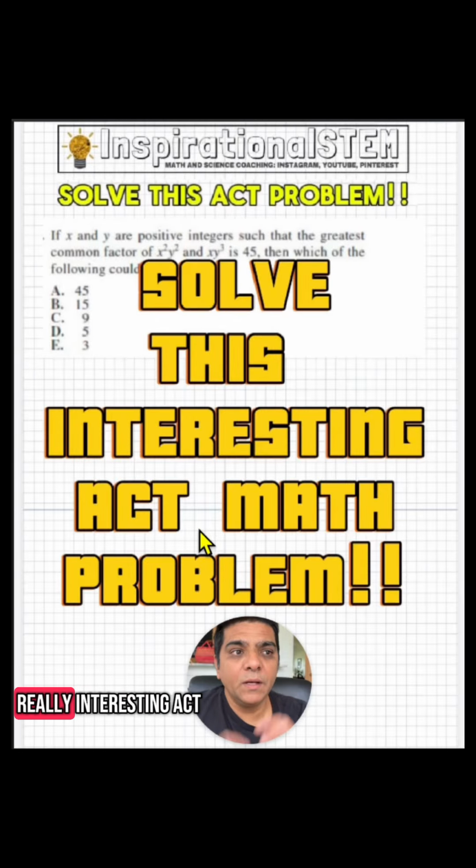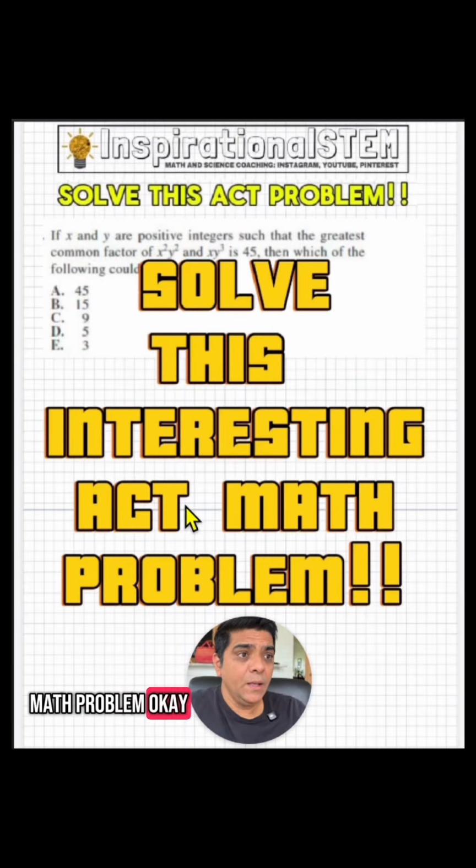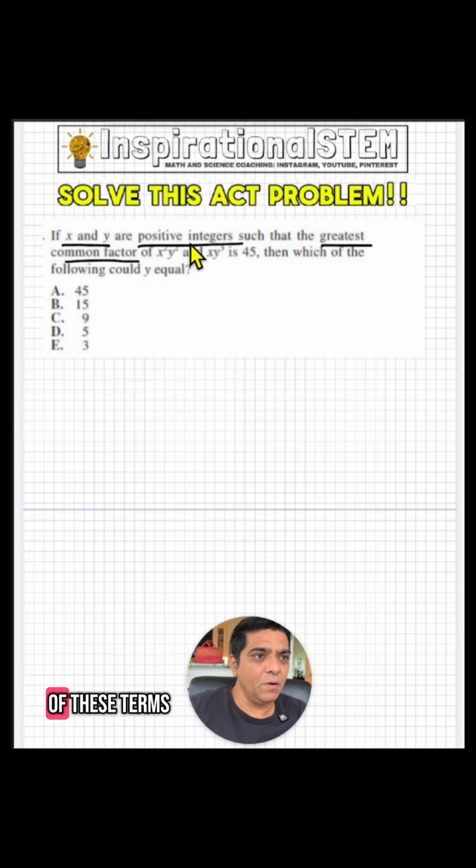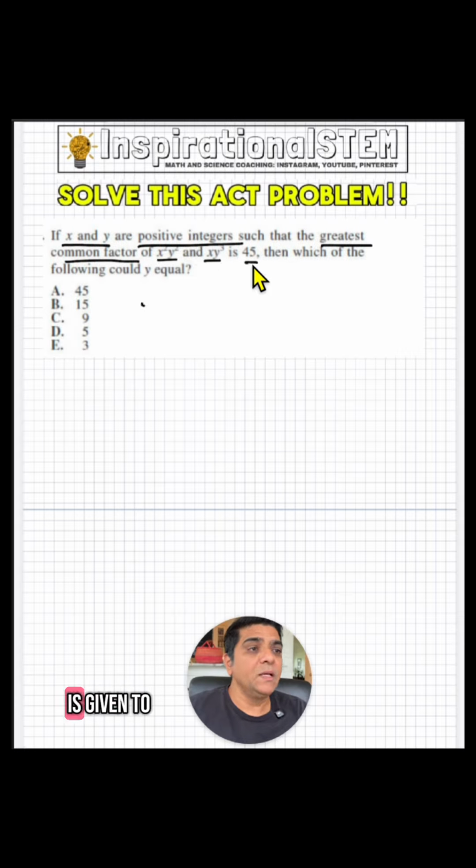Let's go ahead and solve this really interesting ACT math problem. All right. So we have x and y are positive integers such that the GCF, greatest common factor, of these terms, x squared y squared and xy cubed, is given to be 45.